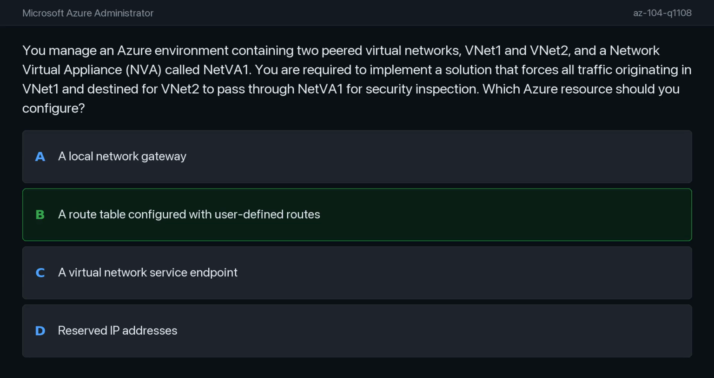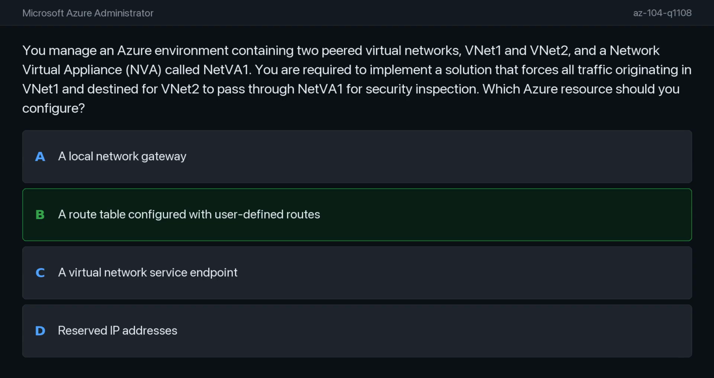In my view, the correct answer is option B, a route table configured with user-defined routes. To inspect traffic between peered virtual networks using a network virtual appliance, you must implement user-defined routes by creating a route table and associating it with the subnets in VNet1. You can define a custom route that specifies the address prefix of VNet2 as the destination and the private IP address of NetVA1 as the virtual appliance next hop. This forces traffic destined for VNet2 to be routed through the NVA for security inspection.